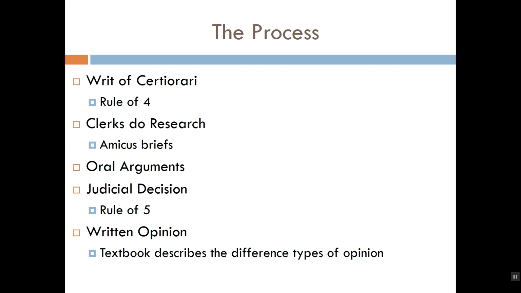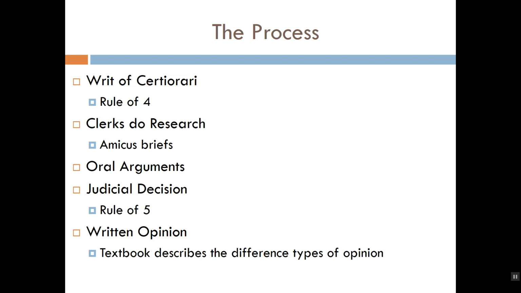After oral arguments, the justices meet and try to come to an agreement. It is at this point that the court has to make its decision, and it is at this point that we need to discuss the rule of 5. The rule of 5 basically says that it takes at least 5 votes to win a case. In other words, if you want the court to overturn a lower court's decision, or to rule an act of Congress unconstitutional, or to rule an executive order or any other government action unconstitutional, you are going to need at least 5 justices to rule in your favor.